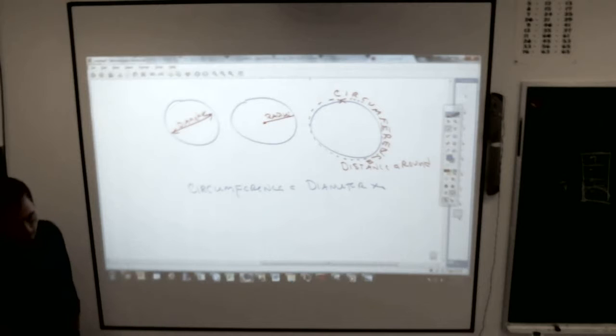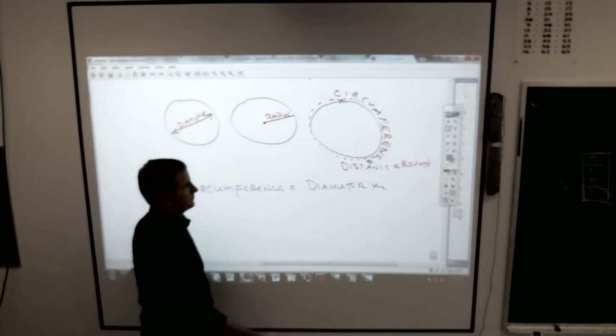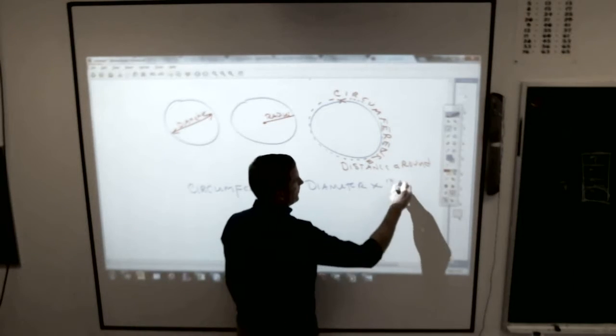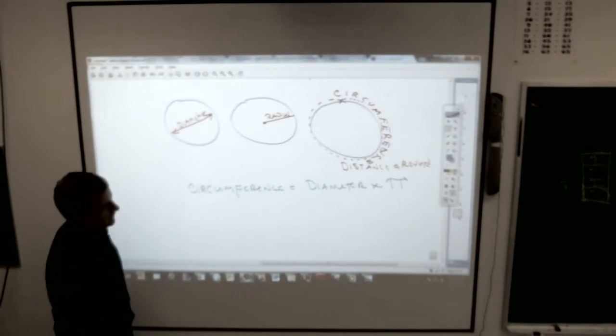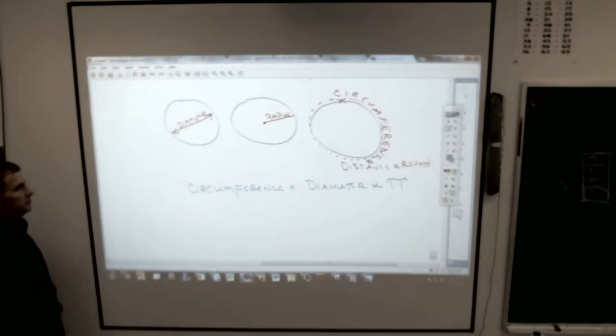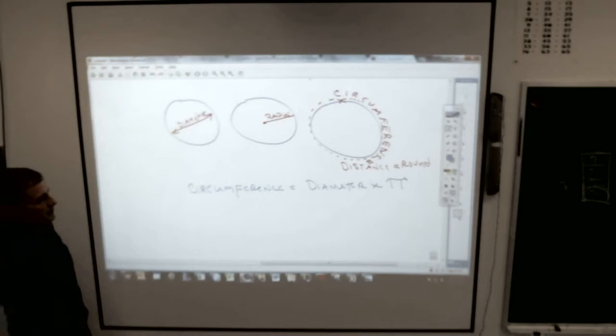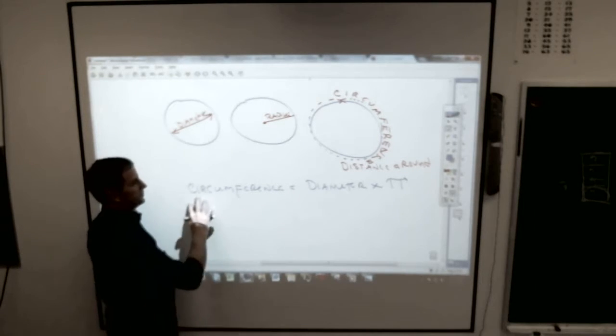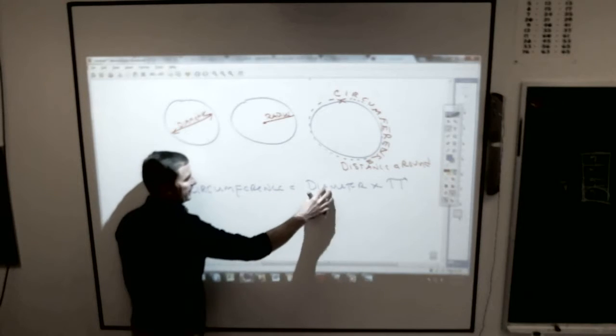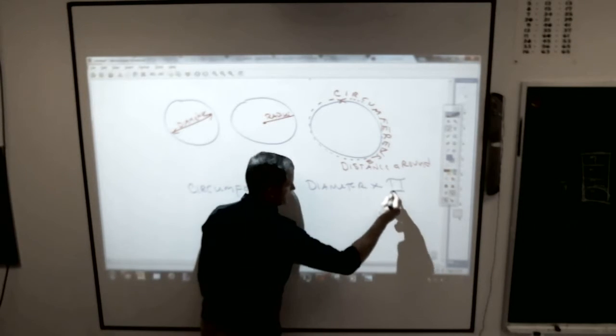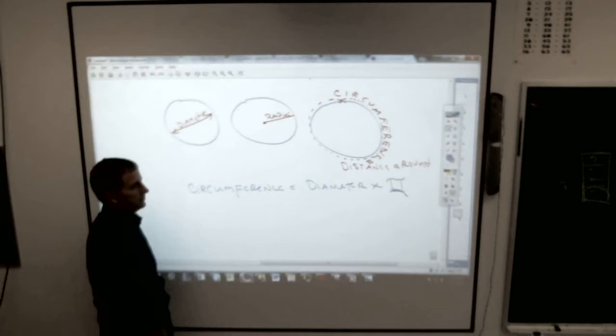Anybody? Tyler? 3.14, pi. No, usually we call it pi. Some guy figured out if you take the diameter of a circle and multiply it by pi, you get the circumference. Or what they probably did, a whole bunch of experiments, took the circumference, or the distance around the circle, divided by the diameter, and they kept getting this 3.14 number.